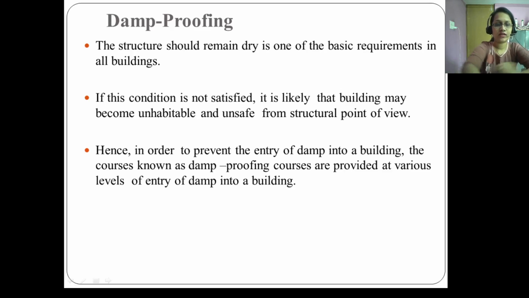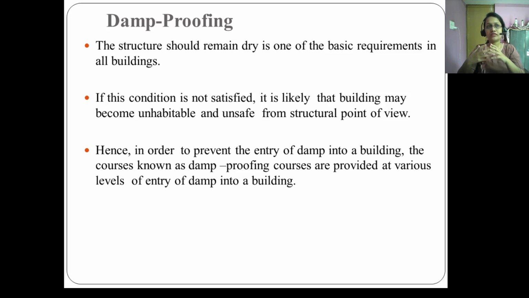Today's lecture is on dampproofing. One of the basic requirements of a building is that it should remain dry or free from the moisture traveling through the walls, roofs or floors, right? So dampness is the presence of hygroscopic or gravitational moisture, right?